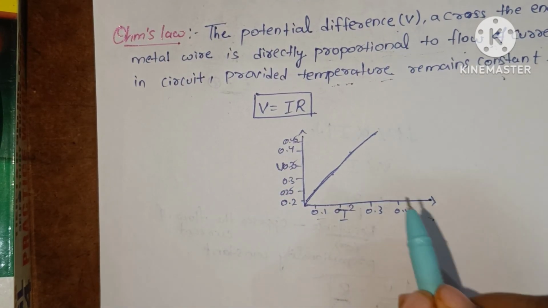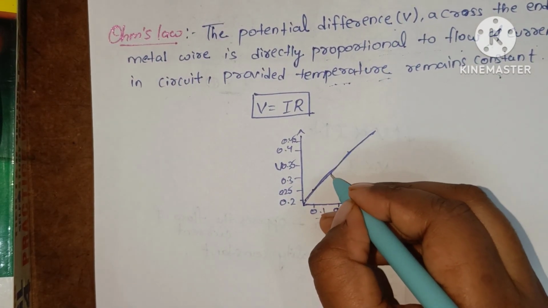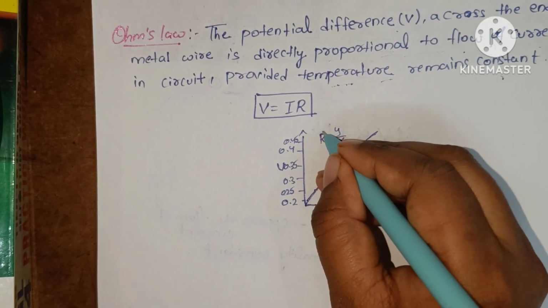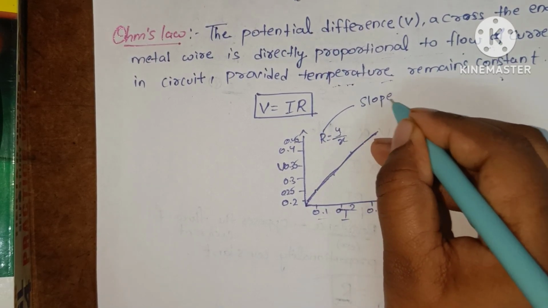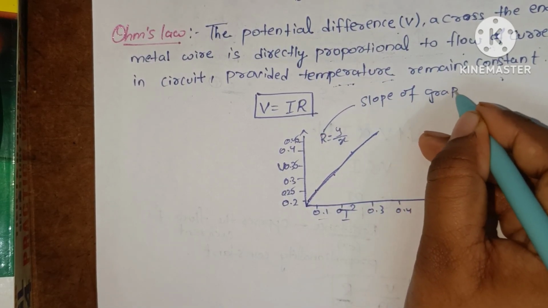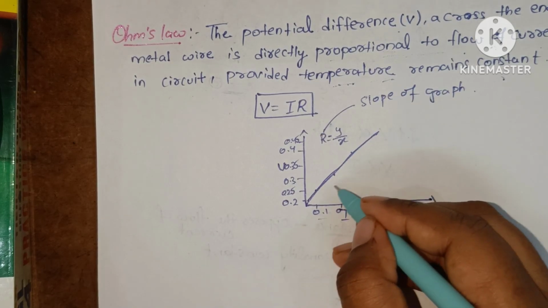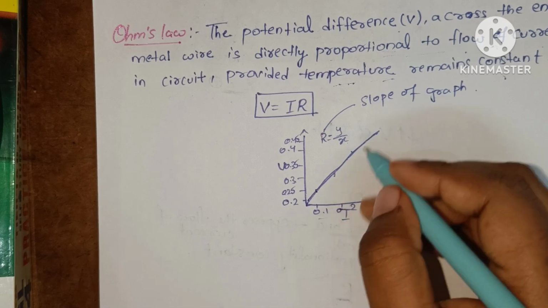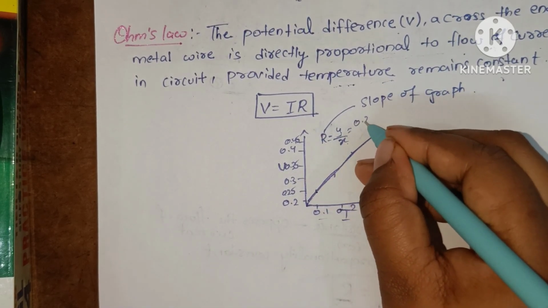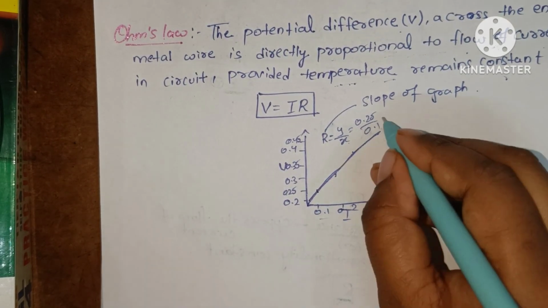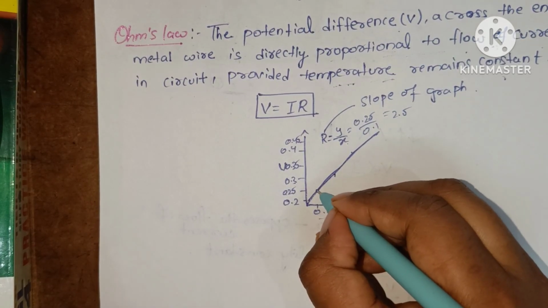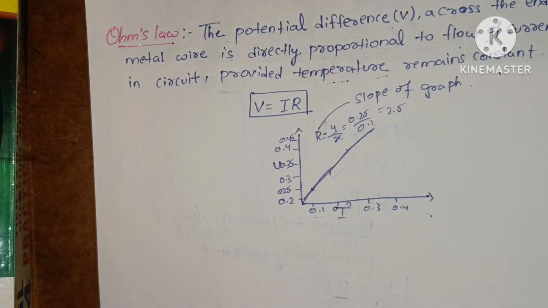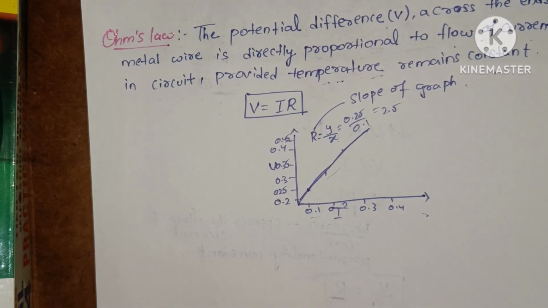Then you will get that resistance remains constant. Then how will you calculate the resistance here? Y by x. Resistance is nothing but the slope of the graph, at any point. If you ask at this point, y by x. At this point it means 0.25 by 0.1, that means 2.5 is the resistance at this point. So if you calculate like that, the resistance will remain constant. So the graph came like this. Understood? So next let's go to the problems.